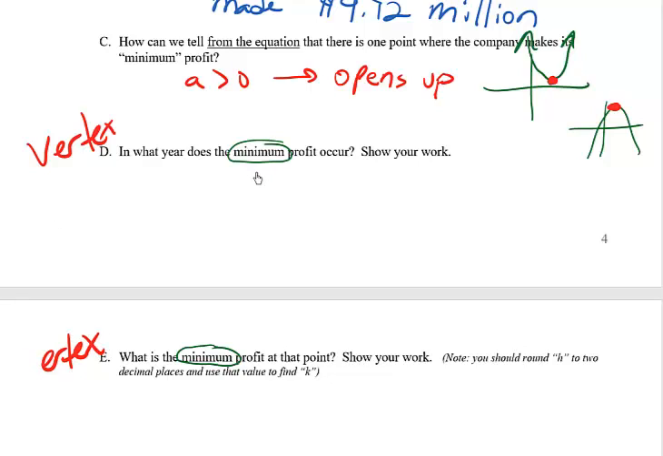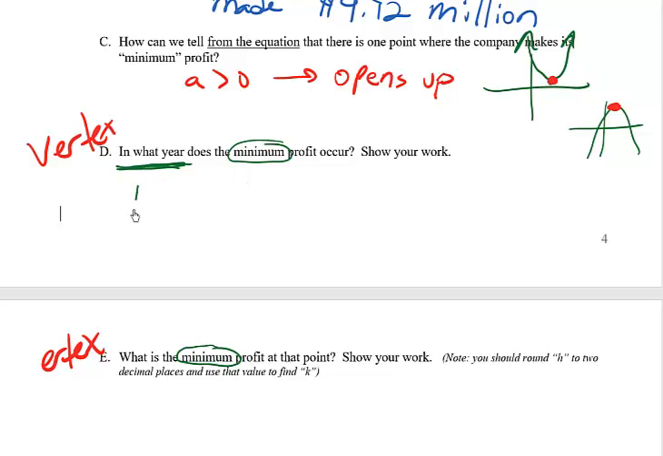Well, let's see, which part of the vertex would answer question D? They're asking me about a year. That's a when question. That's a T question. If you go back up to the let statement, T is the year information. That's our X in this problem. So therefore, it would be the X part of the vertex, in other words, the H, that answers this question. All you have to do to answer question D is find H.